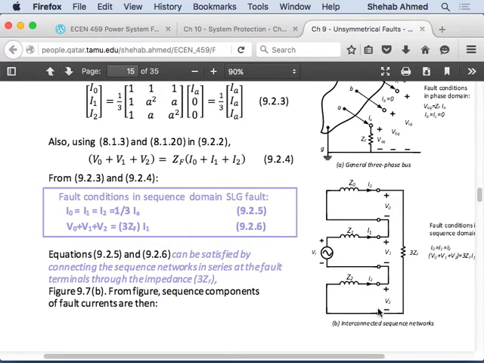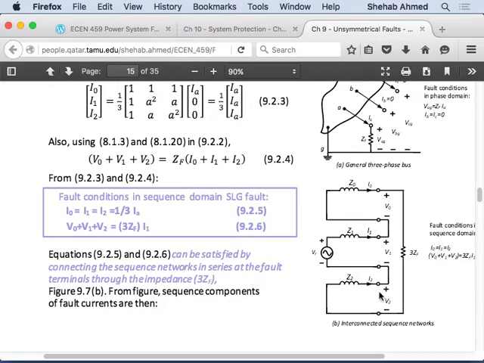So the summation of the sequence voltages 1, 2, and 3 is equal to the voltage drop across this impedance, 3ZF. Right? So these are the conditions. Then the next step is no problem. The next step is, what is the value of the sequence current? You take this voltage divided by the series impedance in the circuit. And then you have your values for I1, I0, I2, V1, V0, and V2, etc.